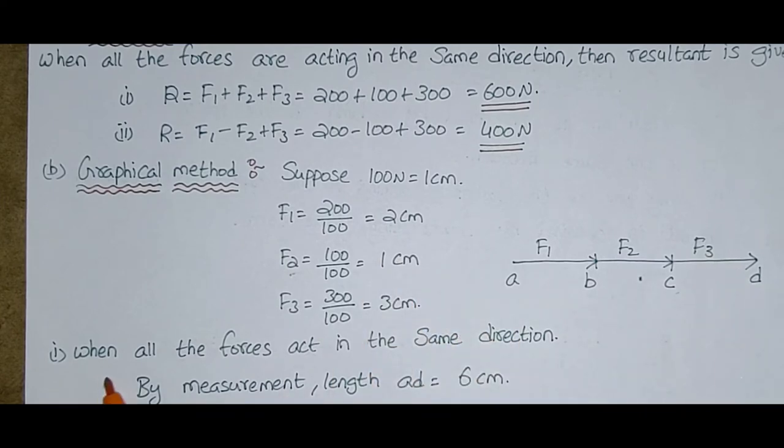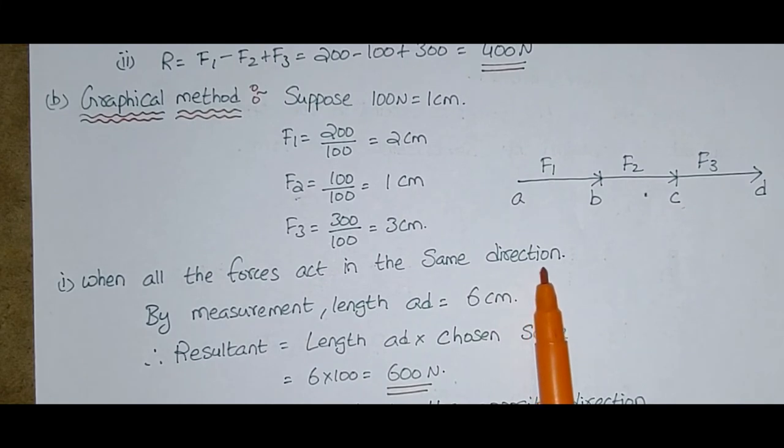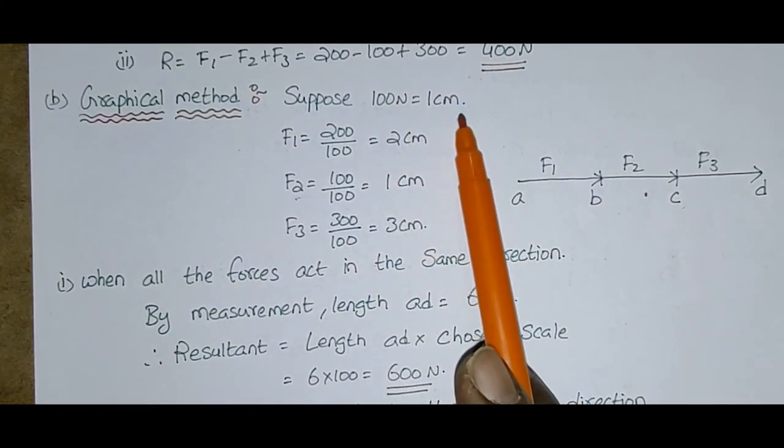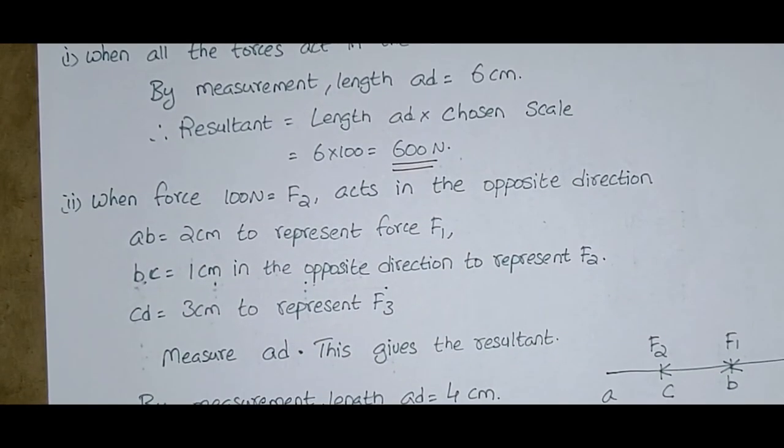Now, when all the forces act in the same direction, by measurement, length AD is equal to 6 centimeters. If you add 2 plus 1 plus 3, AD is 6 centimeters. Therefore, resultant is equal to length AD into chosen scale. What is the selected scale here? 100 newtons equal to 1 centimeter. So AD, 6 into 100, is 600 newtons. Now we'll see the next one.